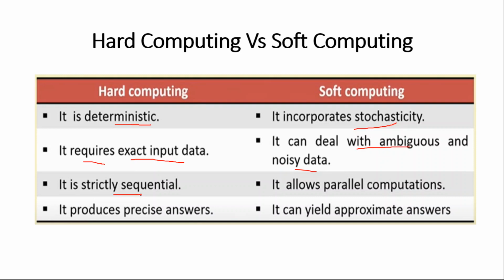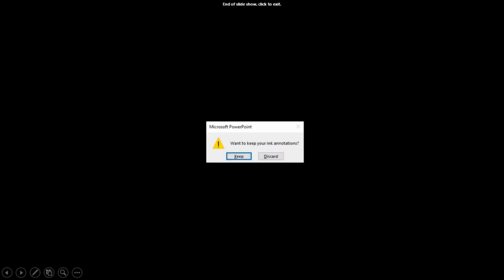Hard computing is strictly sequential, whereas soft computing allows parallel computations. Okay, hard computing produces precise answers, but soft computing produces approximate answers. Right? Okay, so that's it for this particular lecture. Fine, let us stop here. So here we have discussed a brief introduction to soft computing. Thank you.